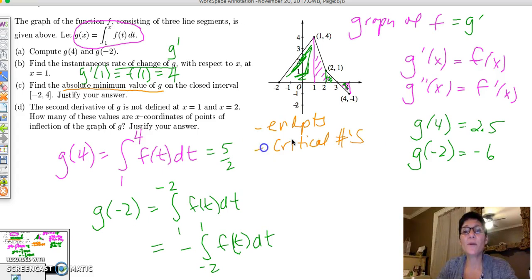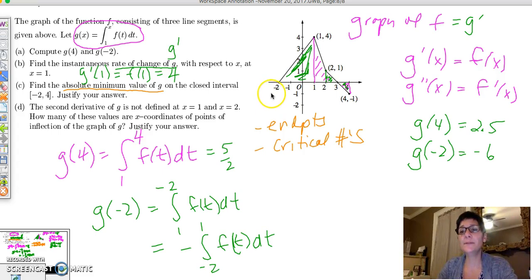Okay, so your endpoints, we already have them. These are my two endpoints right here. And then our critical numbers where it would be an absolute minimum. Okay, and if you think about it, if you're like, well, I can actually conceptually do this, well, I love that.